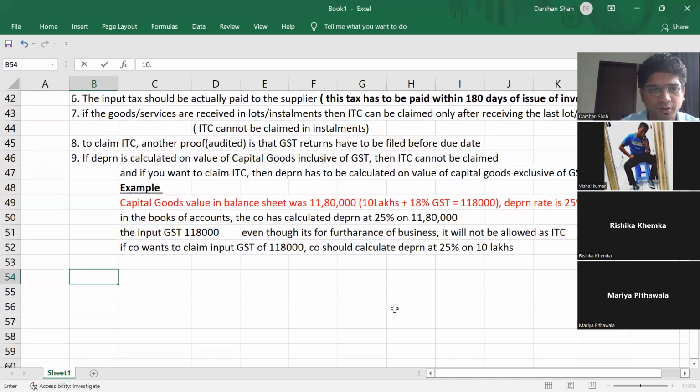Yes, sir. Okay. Sir, the rate of depreciation will be verified by the auditor? Yes. And the rate of depreciation depends on the life of the asset, no? Right. If the asset has only a life of 4 years, the maximum depreciation is what? 25%.